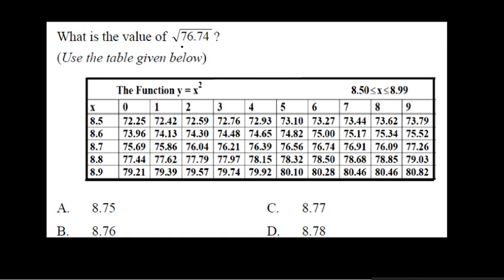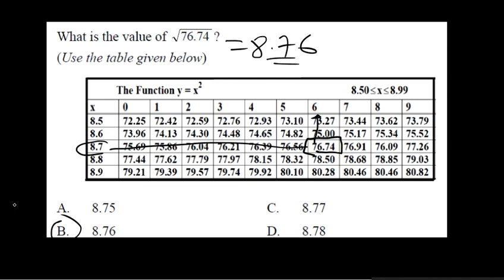So when we are asked the square root, we need to think of the backward process. 76.74 will be found from the table. Let us search for the number 76.74. It's found here, as you see. At this point, we need to go horizontally first. We have got 8.7. Then move up, it's going to be 6. So the answer will be 8.76, which is found in B. Next.